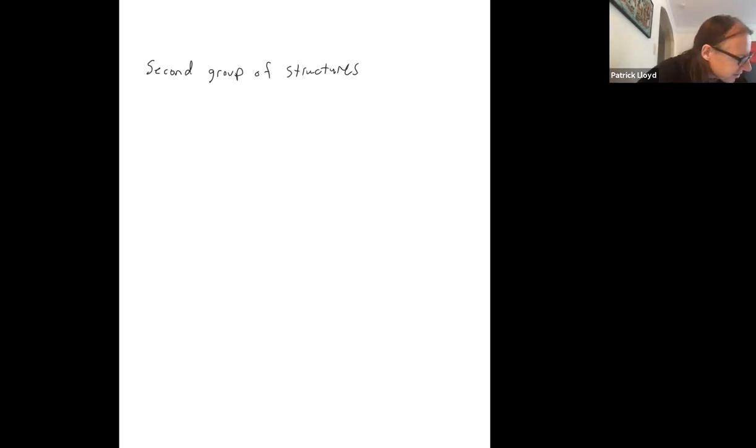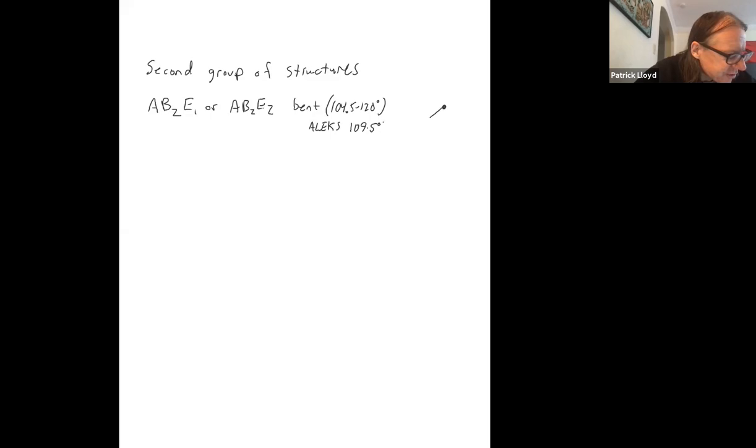All right. So we had the first one, which was bent, AB2E1 or AB2E2. This was bent. And again, I gave you a range, 104.5 to 120. Now in Alex, from what I recall, they say just use the basic 109.5, which is the same as tetrahedral, and that's perfectly fine. So you've got an atom in the center, and then a bent arrangement, AB2, 2 surrounding atoms with either 1 or 2 lone pairs. They just say use 109.5, which is fine.